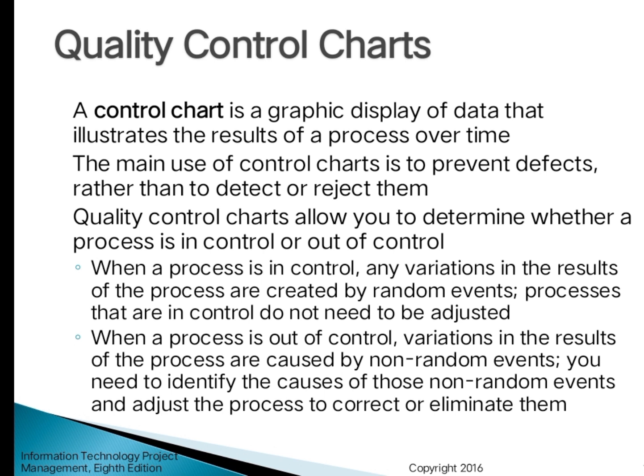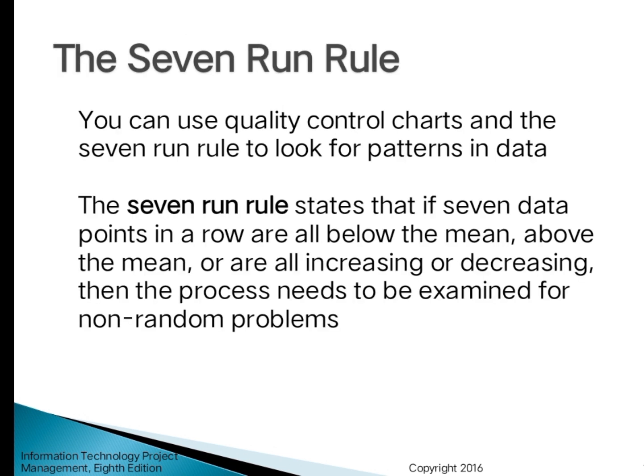The seven-run rule: you can use quality control charts and the seven-run rule to look for patterns in data. The seven-run rule states that if seven data points in a row are all below the mean, above the mean, or all increasing or decreasing, then the process needs to be examined for non-random problems. So the next slide shows an example.